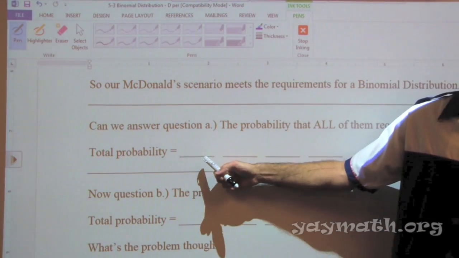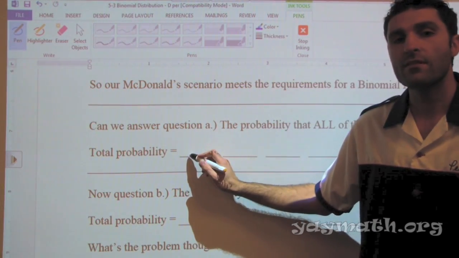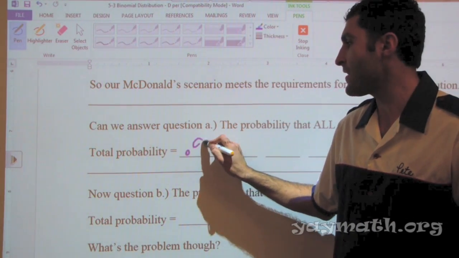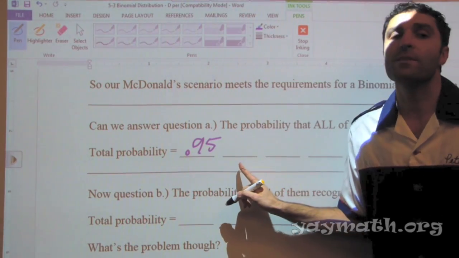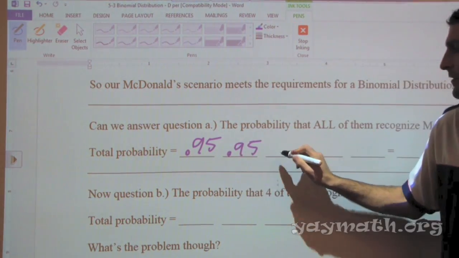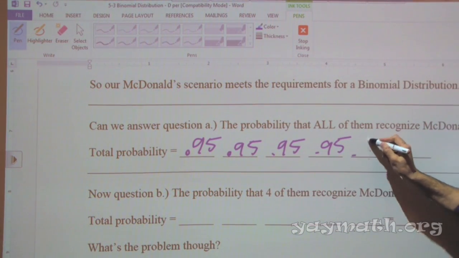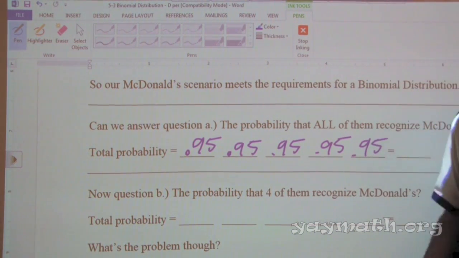So what's the probability of the first person recognizing the brand? I'll write that as a decimal. 0.95 for this person. What's the probability of the second person? 0.95. And third. And fourth. 0.95. And fifth. There you go. 0.95.